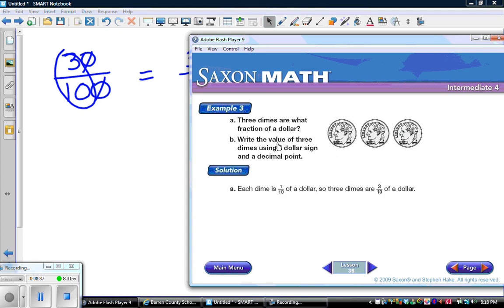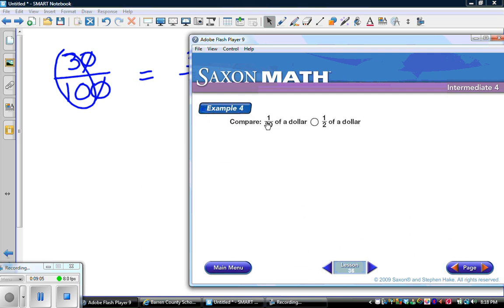Then it says write the value of these 3 dimes using a dollar sign and a decimal point. And there you have it, $0.30. 30 cents. I told you a minute ago that if you put 0.3 it would be 30. Here's why. Okay? Because in dollars and cents we have to have 2 places to the right of the decimal point. If nothing's there, we can assume that it's 0.